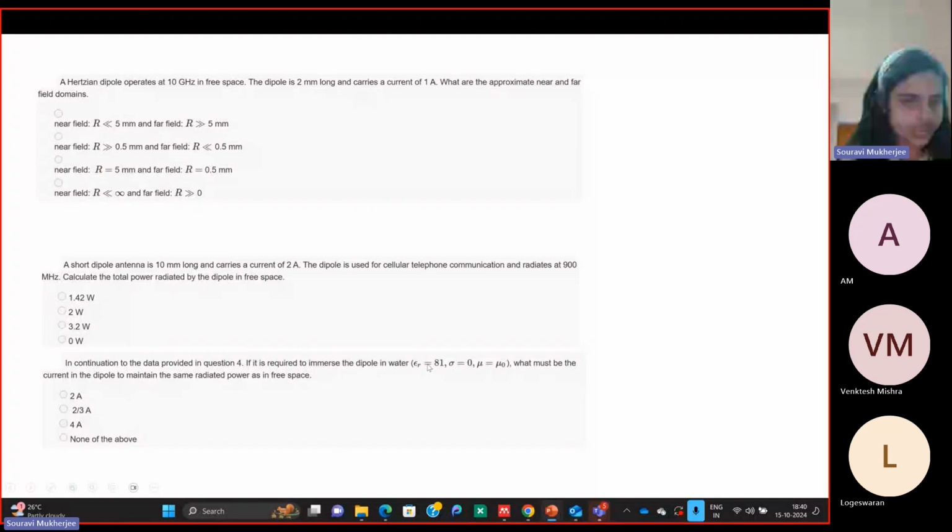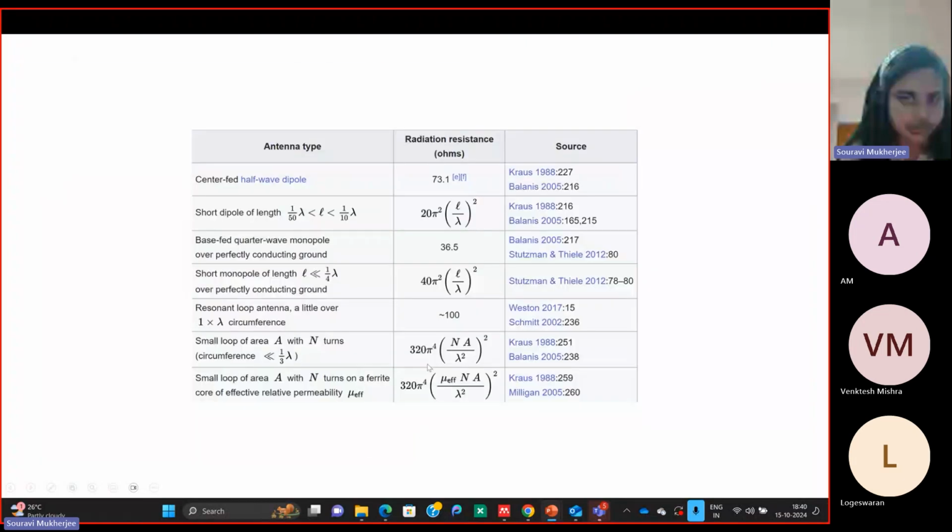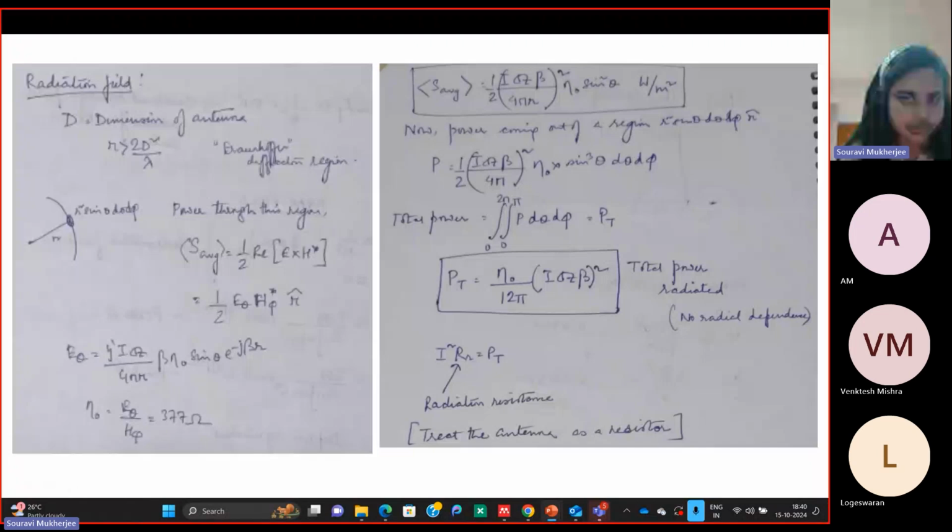So where will it be used? This term will change. You have eta naught, the wave impedance, only in free space. When you are in a different medium, eta naught will change to eta naught into root over mu by epsilon. And because mu is equal to mu naught, this term will just change to eta naught by root over epsilon r.